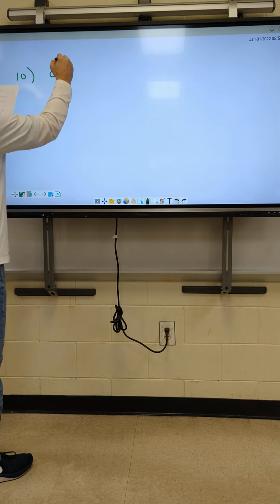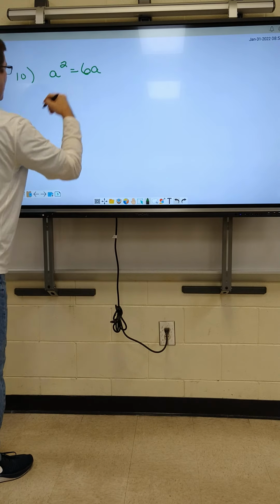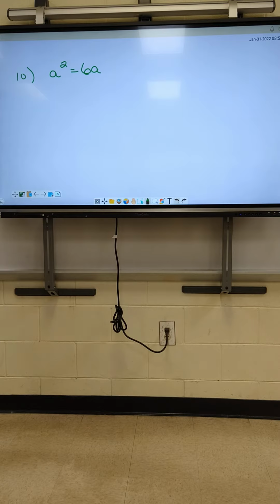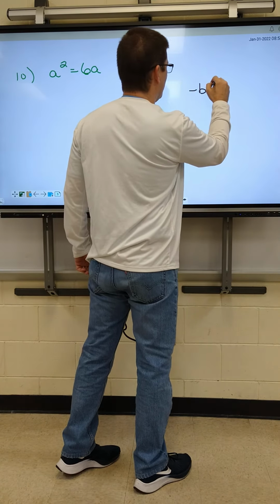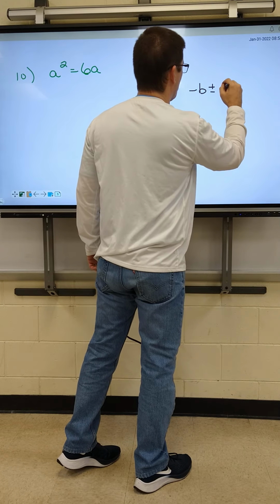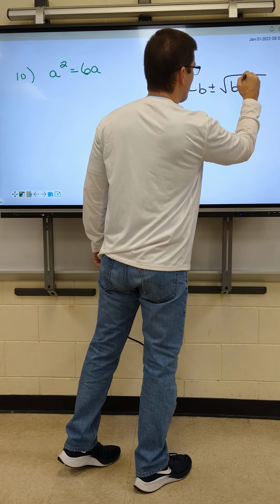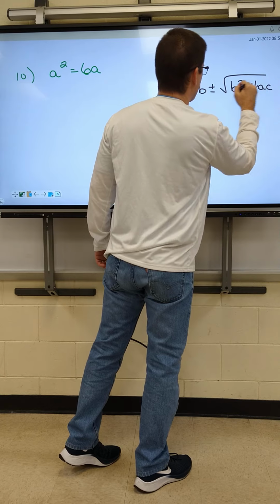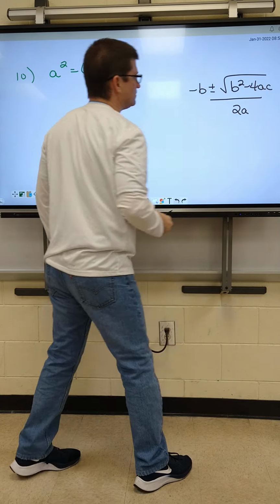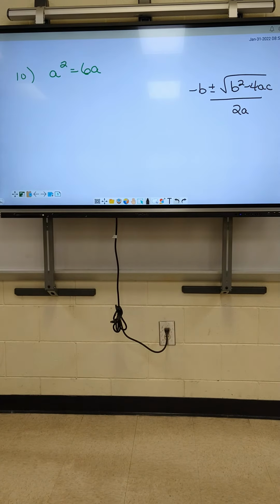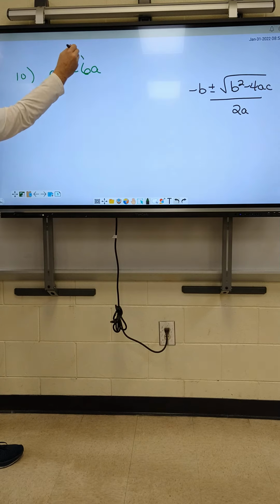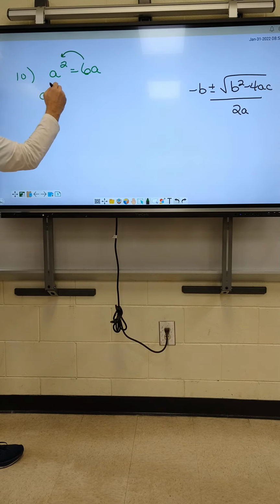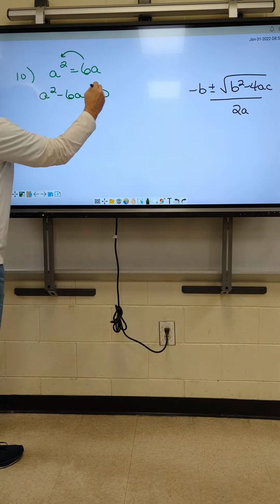A squared equals 6A. All right, before we can plug this in our quadratic formula, we gotta get everything on the left side. So you guys move 6a over, make it negative 6a. You move 6a over, everybody should have a negative 6a, right?